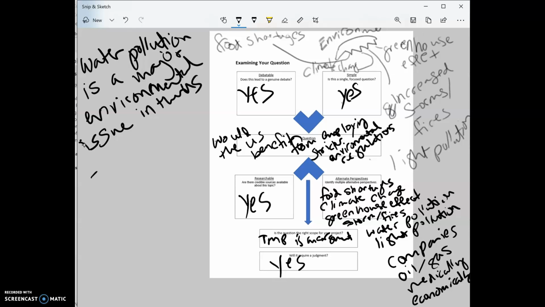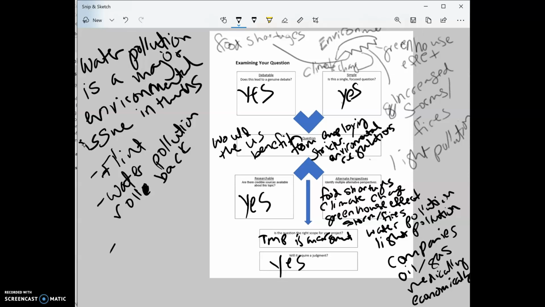Some of the things I could talk about are, of course, Flint. We could talk about water pollution rollbacks. I could talk about ocean pollution, and how this is affecting fishing and commerce, things like that. So I can look at this point of view of the topic, address it, and research all these different things to help contribute to an overall answer. And their answer will be the thesis for their TMP. All right, I hope that helped.